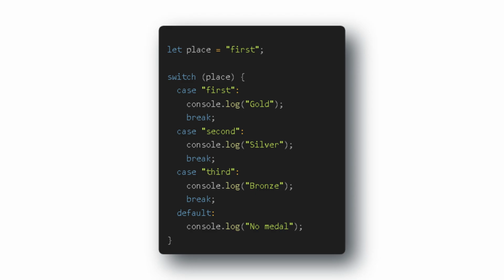Here's the explanation. The switch checks the value of place. If it matches first, gold is printed, and the break stops further checks. If no cases match, the default block runs, printing no medal. It's a very simple statement to understand. The value is placed inside the brackets after switch, and the cases are put in after case.